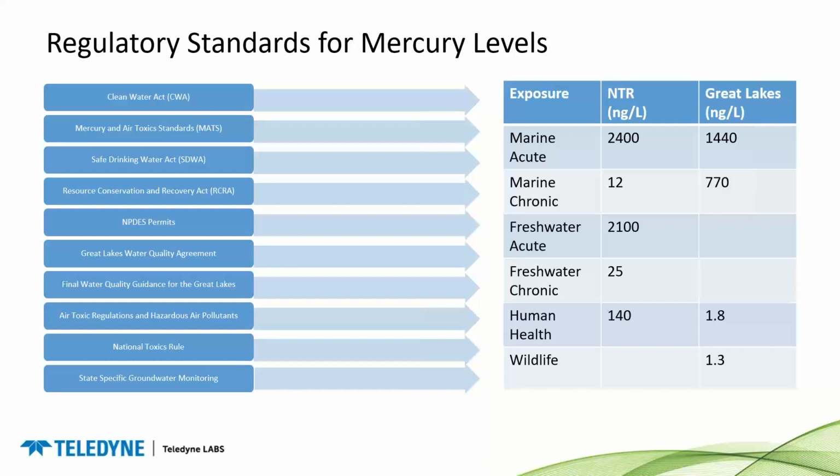The chart on the right shows the exposure limits set by the National Toxics Rule and the Great Lakes Water Quality Agreement. So in the Great Lakes region, which is where I'm located in Ohio, the limit for total mercury in drinking water is 1.8 nanograms per liter, or parts per trillion. So it's pretty low.